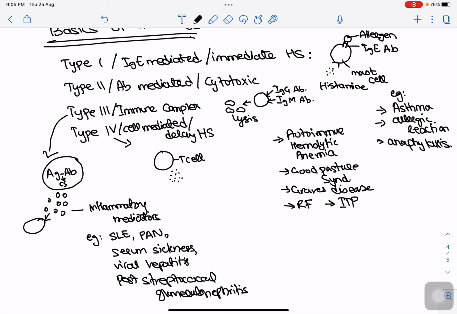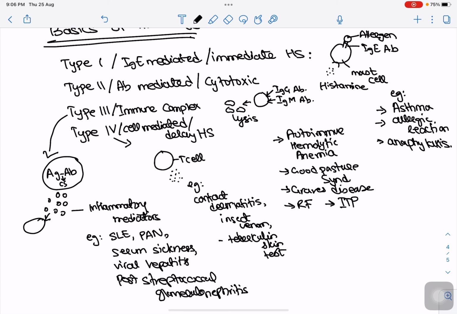So the examples for such kind of a hypersensitivity reaction are contact dermatitis, followed by insect venom, mycobacterial proteins, tuberculin skin test, insect venom, contact dermatitis. So these are the examples for this hypersensitivity reaction.